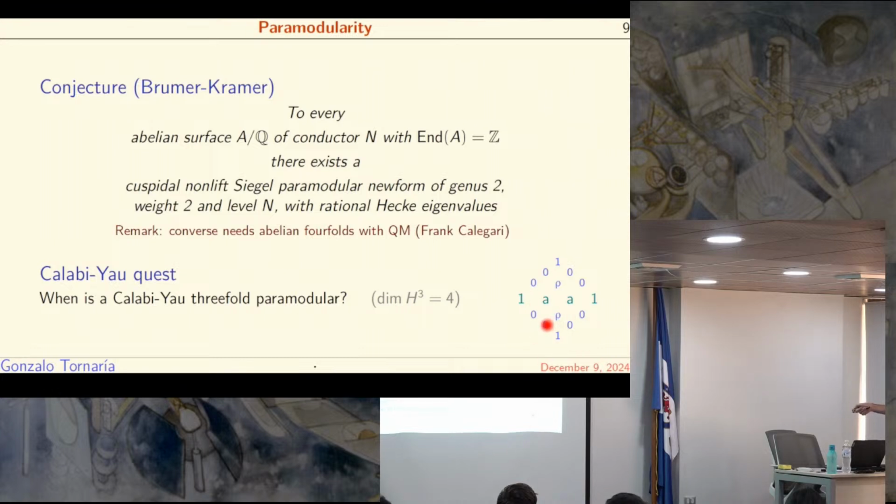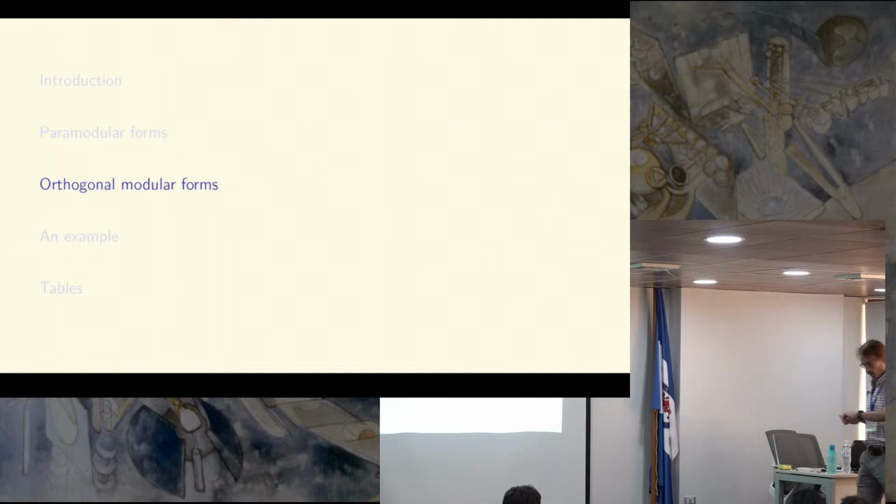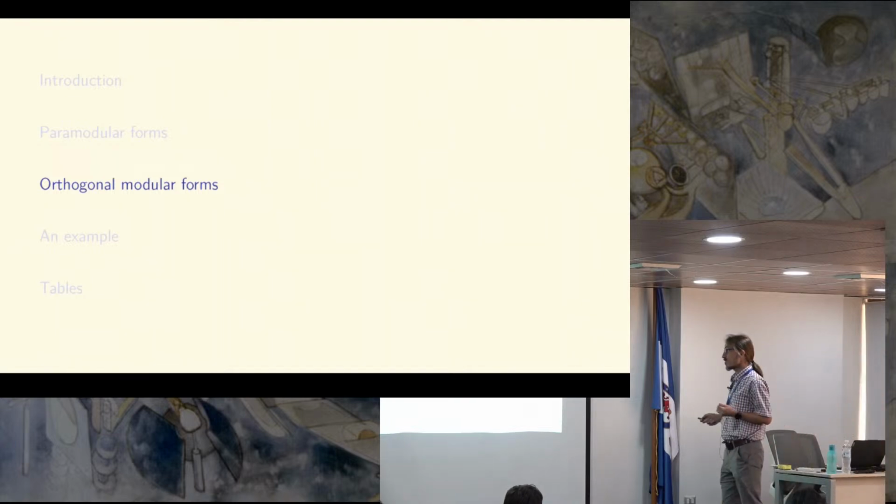Maybe you know about the case of the so-called rigid Calabi-Yau threefolds, which is when A is 0. This is called rigid because they don't belong to any family, and the Hodge vector would be 1, 0, 0, 1. That's 2-dimensional, and corresponds to classical modular forms of weight 4, but the ones we are interested in are the one-parameter ones. Anyway, let's move to orthogonal modular forms.